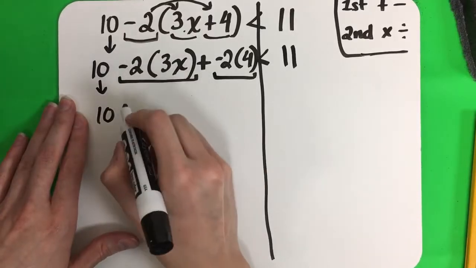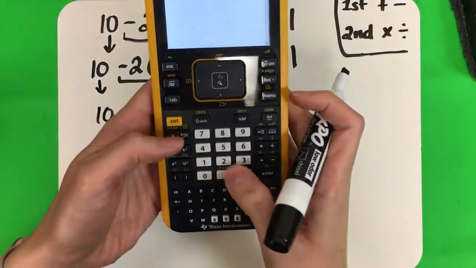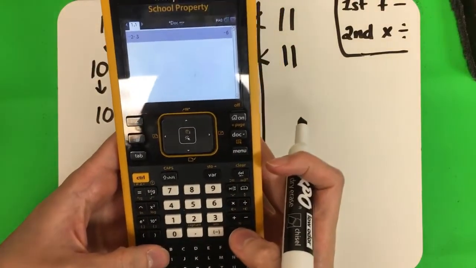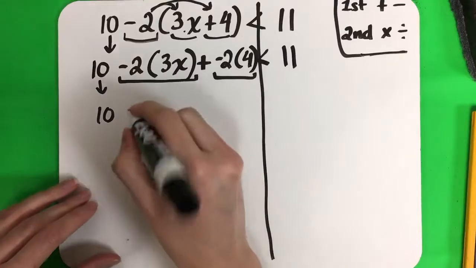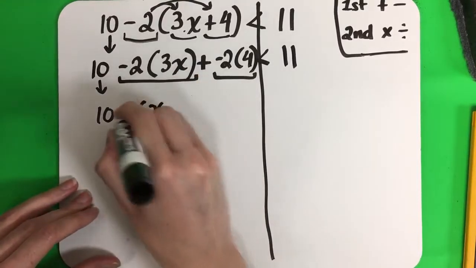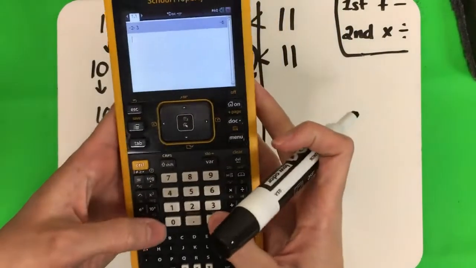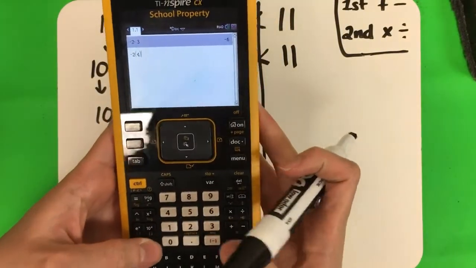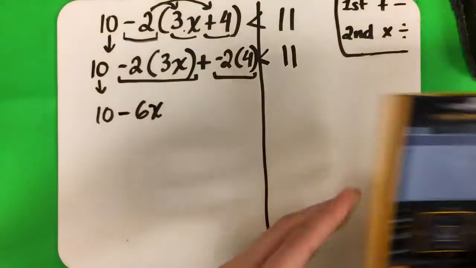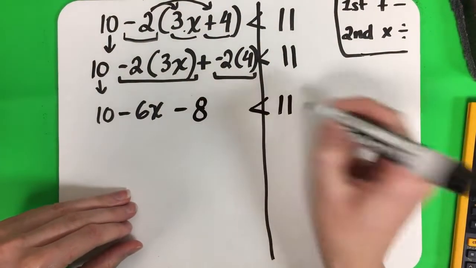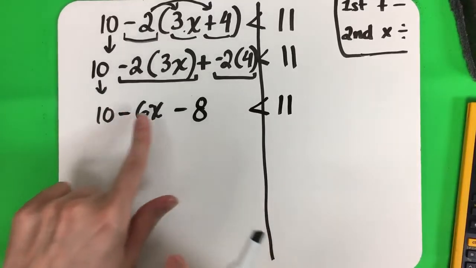-2 times 3 is -6. Let's put it in the calculator: -2 times 3, enter. -6x. And then -2 times 4, enter. -8. Copy less than 11.